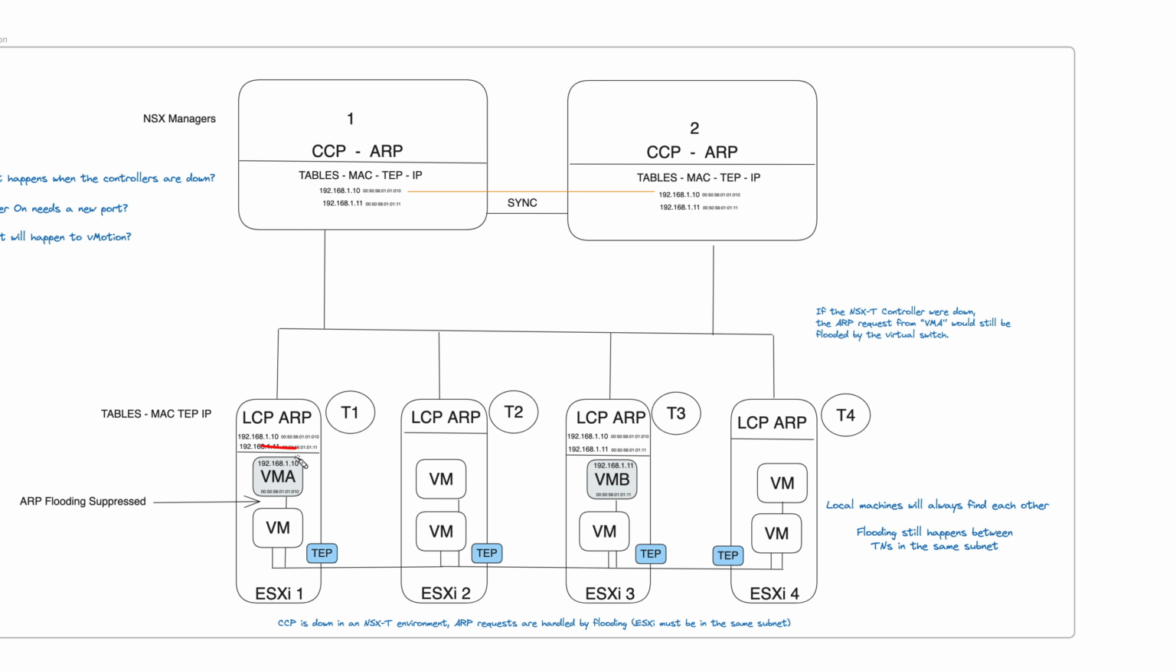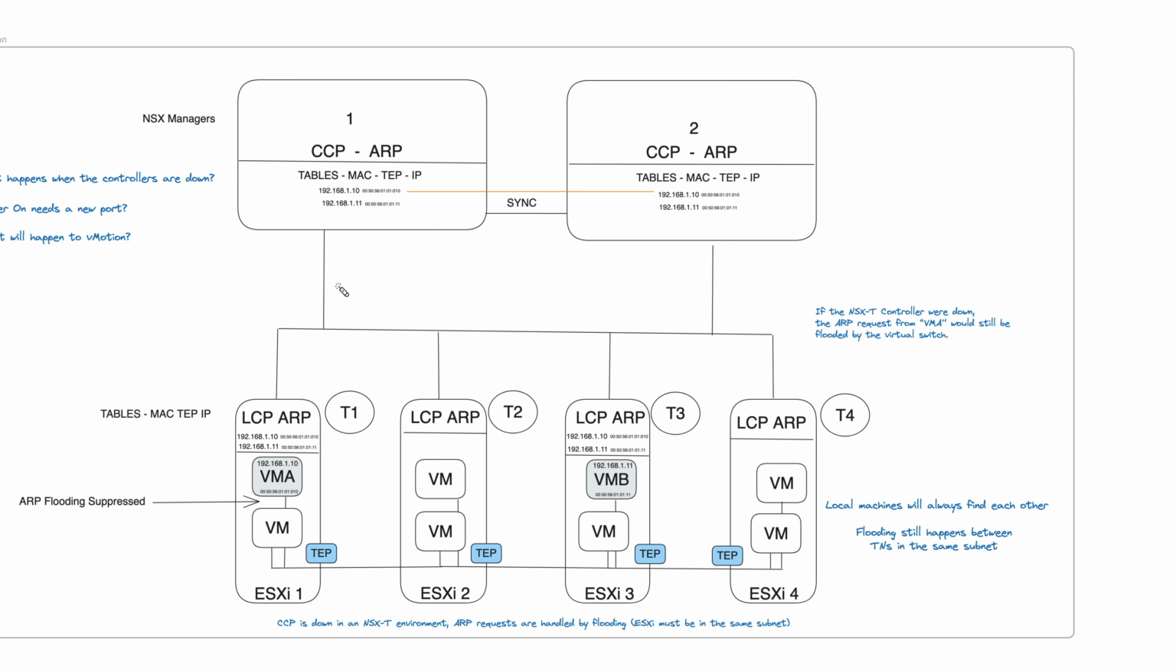This address will be registered in the local control plane and will be shared with the central control plane. So any future requests for VM B will be served from the central control plane. But it's only limited. It will stay there for 300 seconds, for 5 minutes, and then it will vanish from those tables. So we still have flooding, but it's done by the tunnel endpoints.